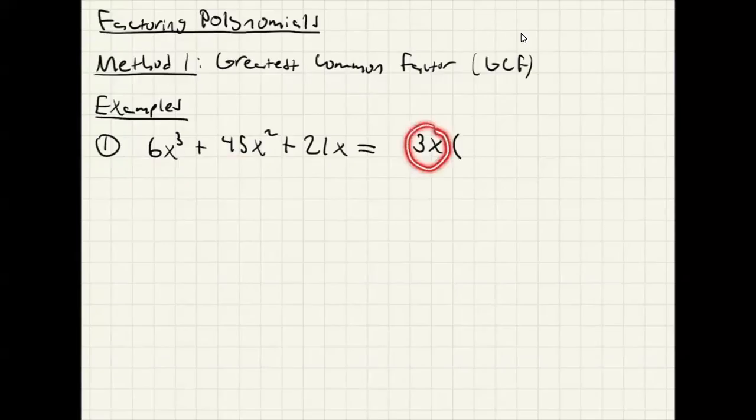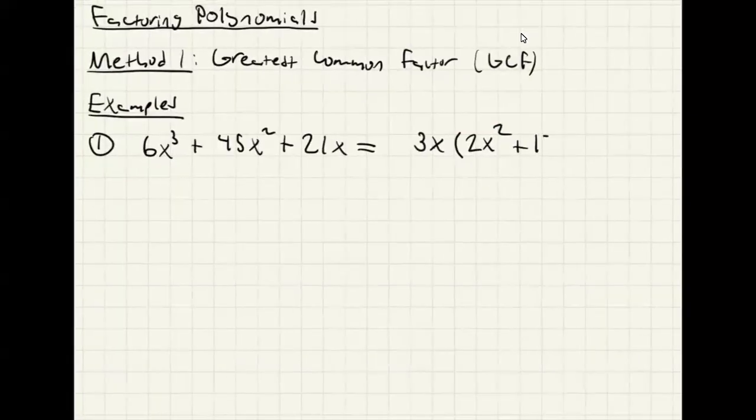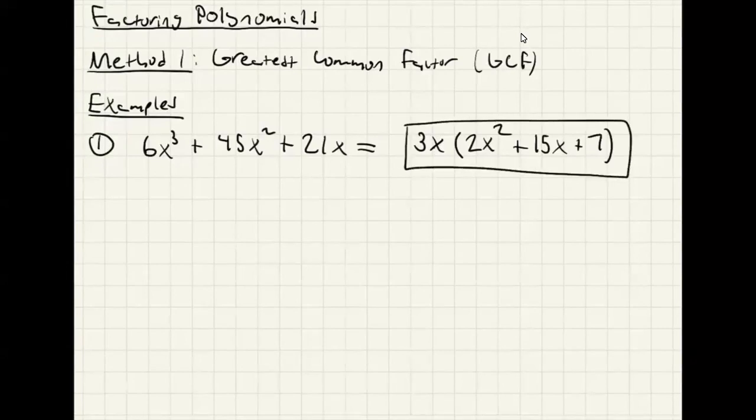If we take out the 3x from 6x cubed, what's left behind is the 2 and an x squared. And you could check because if you multiply 3x with 2x squared, you get 6x cubed back. For 45x squared, if we factor out a 3x from there, if you take out the 3, that leaves 15. And if you take out one of the x's, you just have x. And then from 21x, if you take out the 3, what's left is 7. And if you take out the x, there's no more x's. So we're left with this. So this would be what it is when we have it factored out.